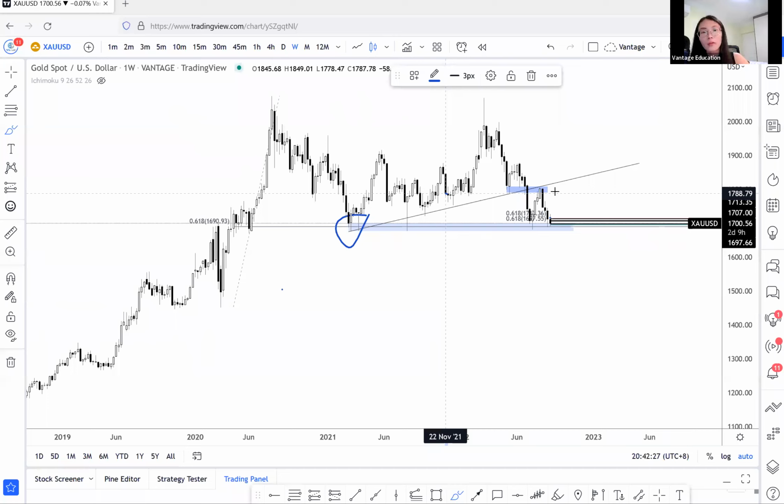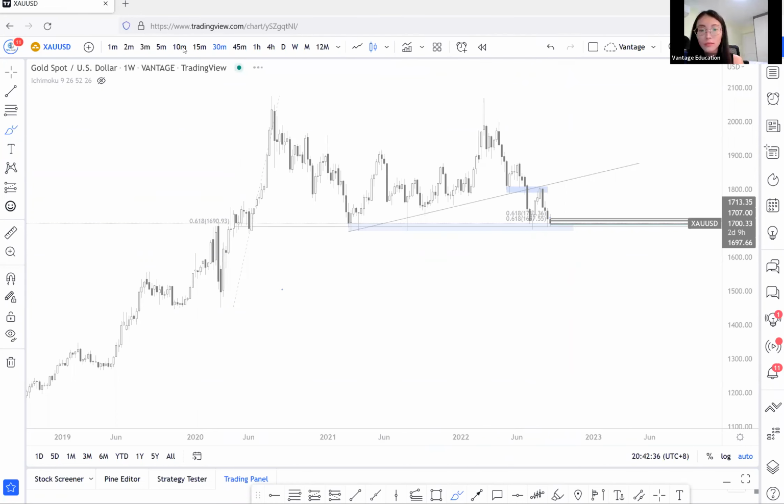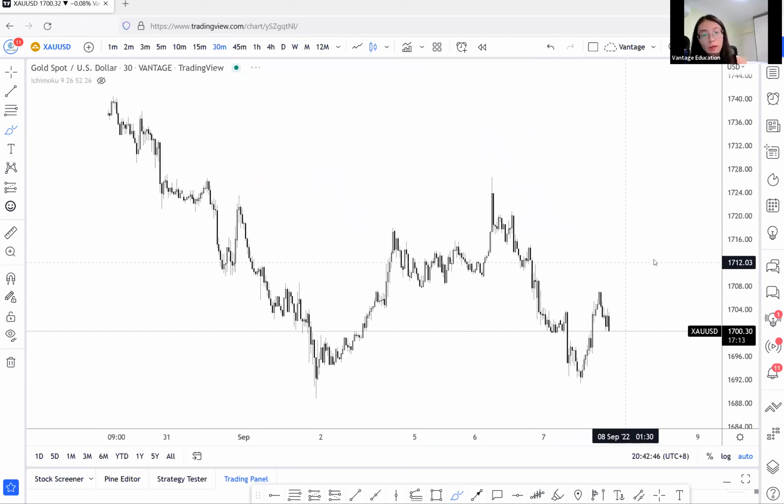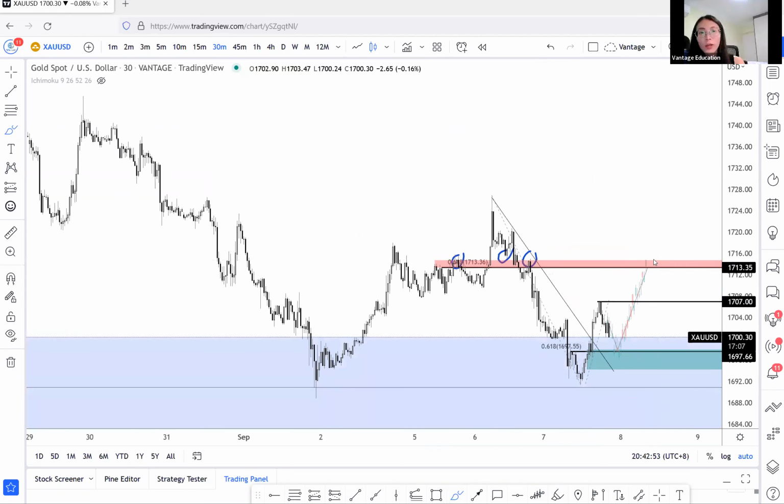Of course, along the way, if you're entering from the smaller time frame, the 30 minutes, then you want to consider taking partials on this region here. So there are 2 areas here. That's my view on gold. I hope that answers your question.